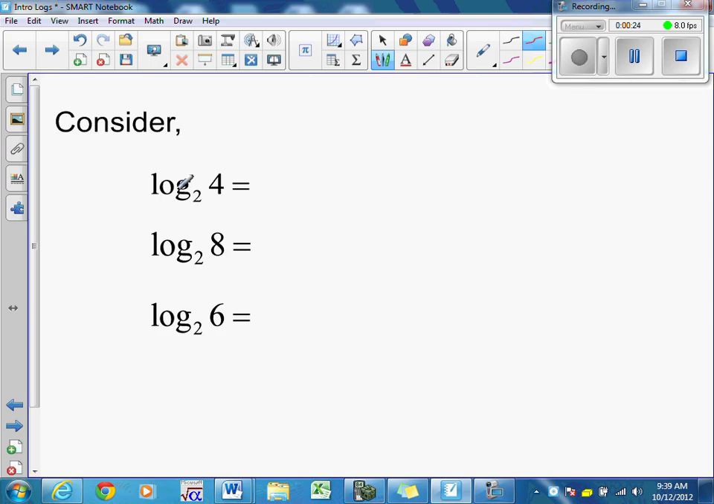We wanted to find log base 2 of 4. And remember, what that means is, 2 to what power is 4? That was the question we would ask. One time we did the worksheet where we said, what number goes in the box to equal 4? In this case, the answer is 2. So if we have log base 2 of 8, 2 to what power is 8? That would be 3.